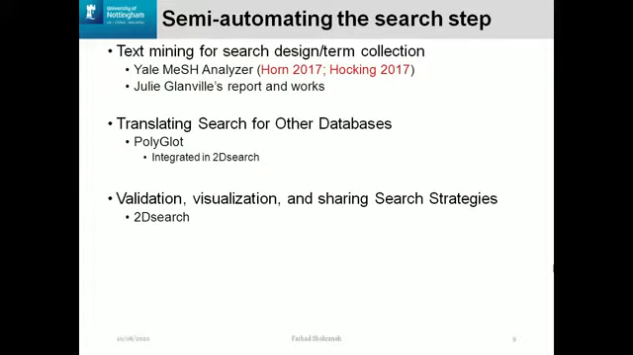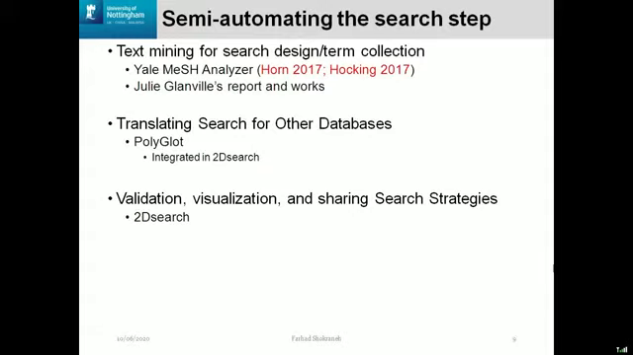What Yale MeSH Analyzer does, for example, when you give the analyzer 10 or 20 PubMed papers that are relevant, is list all the MeSH terms from all of them, and then you could look at them and decide what MeSH terms are very relevant to your search, and then you could choose them and add them to your search.